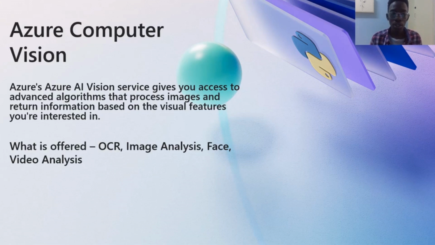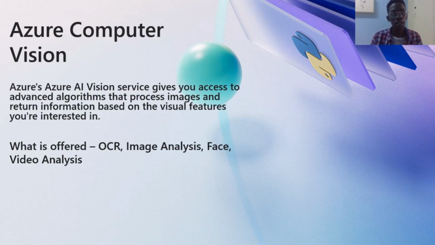In particular, the Azure AI Vision service gives you access to advanced algorithms that help you extract text from images. As we can see in the example, it helps you use advanced algorithms that process images and return information based on the visual features that someone is interested in. In this case, we are interested in the handwritten text and the printed text from PDFs. So we're not going to only use images, but we are also going to use PDFs in this particular section.